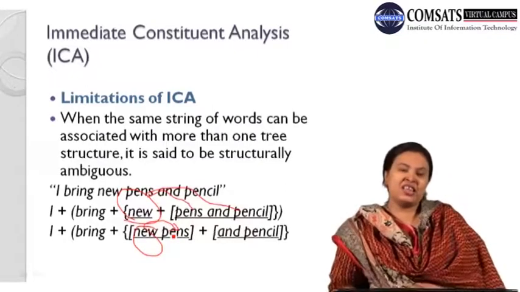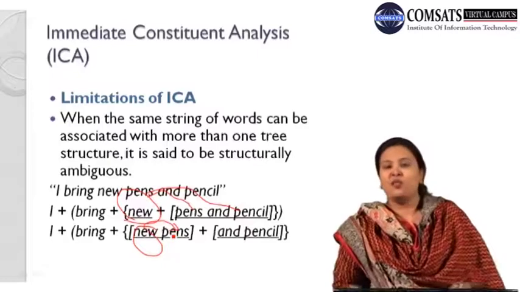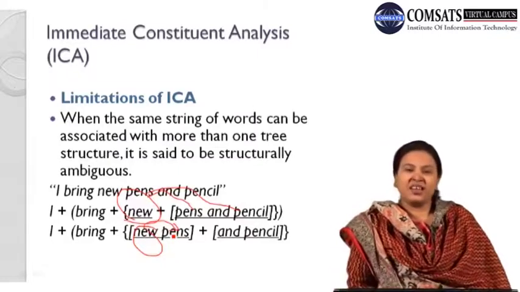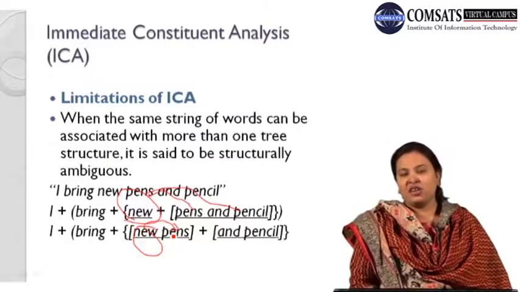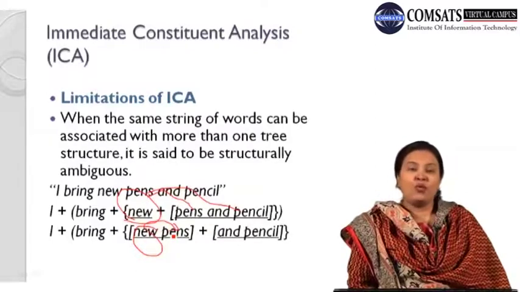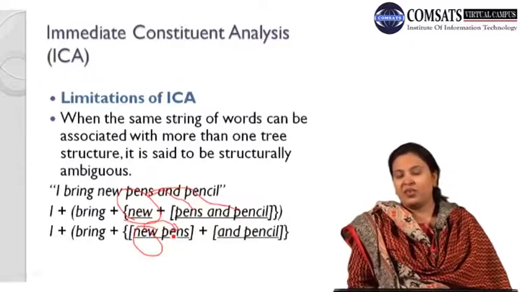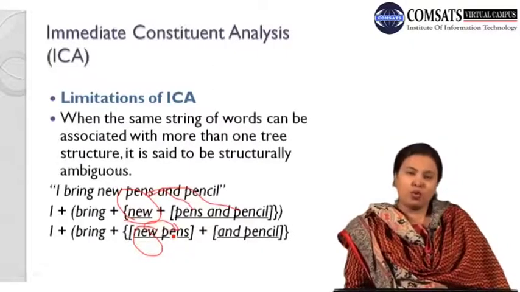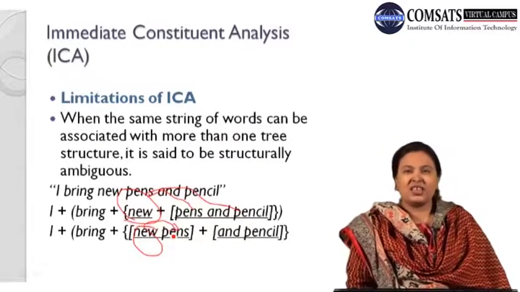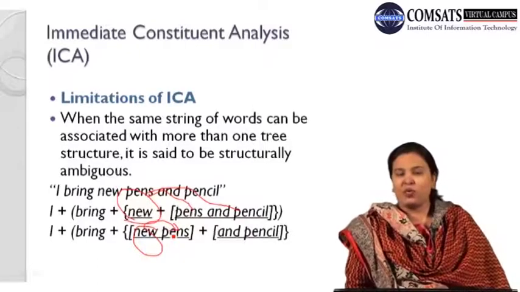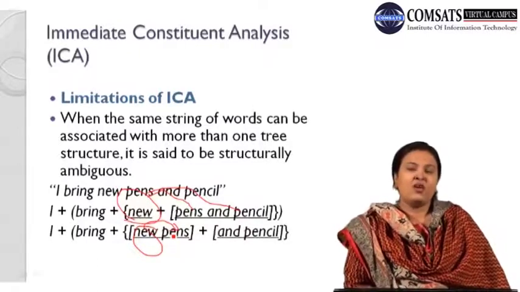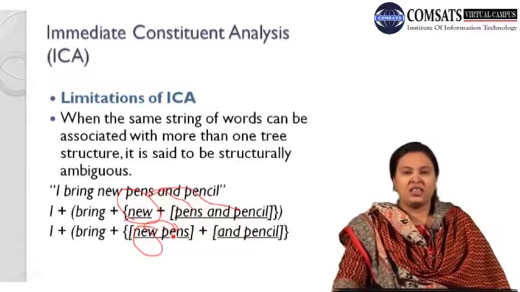So these sentences are structurally ambiguous. If we represent them with the help of ICA tree diagrams, we will get confused about where to put this word new, whether with the pens only or with both pens and pencils. So this kind of structural ambiguity cannot be explained with the help of ICA.